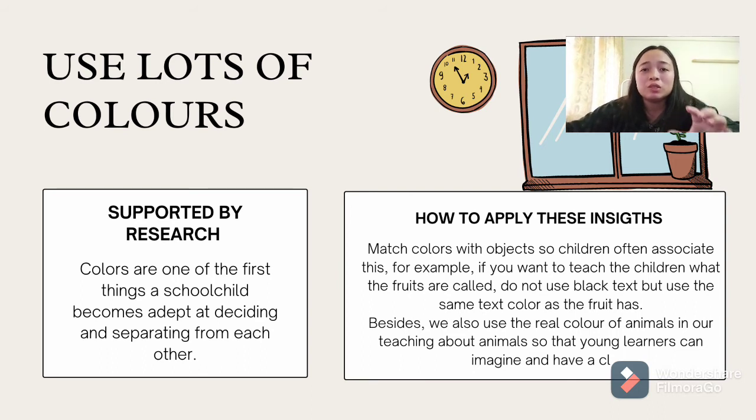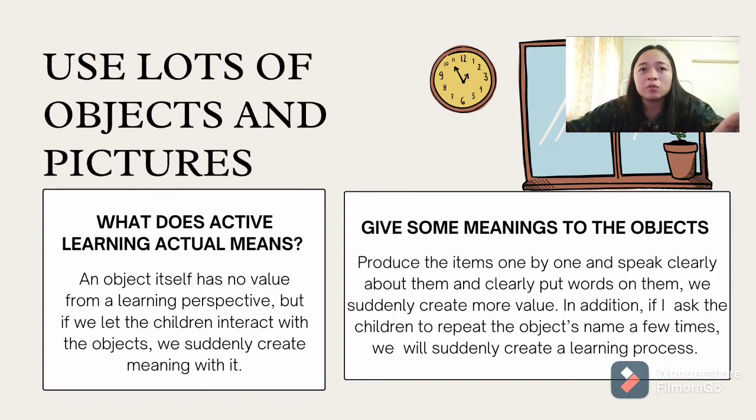Furthermore, the reverse works too, when the children learn the names of the colors. Instead of just typing the word yellow in capital letters, add a banana or lemon to attach the word to an object. Besides, we also can use lots of objects and pictures.